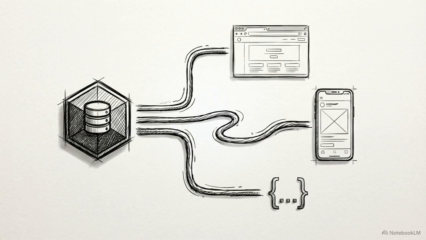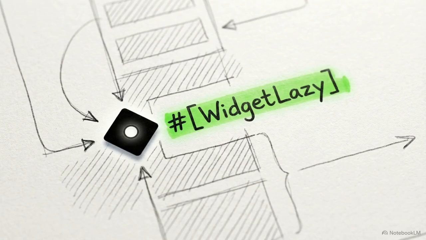The data is fetched once, and the pipeline routes it to any output format without requiring the developer to write secondary routing logic. This routing flexibility enables the ultimate developer experience feature built into the system, the @widget lazy attribute.